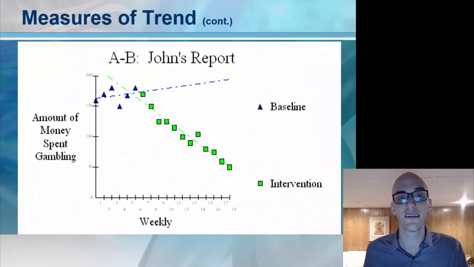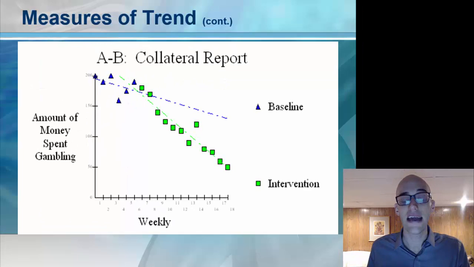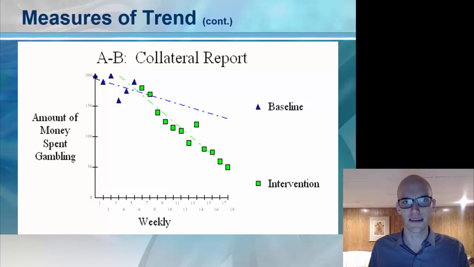And this is another example of why collateral contact is so useful here. So for John's example of money spent gambling per day or per week, we could see that John's report is during his baseline, his spending was going up. And during his intervention period, there was a negative decreasing trend. But his collateral's report was thinking that his spending was going down during the baseline phase. But the intervention phase was really only associated with the accelerated rate of reduction in the amount of money he was spending gambling. So here we have slightly different stories.